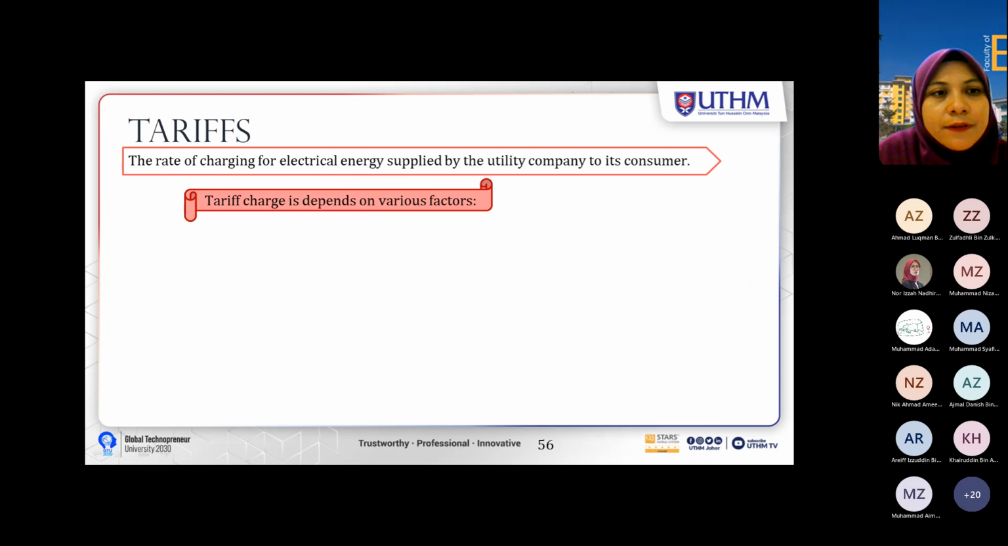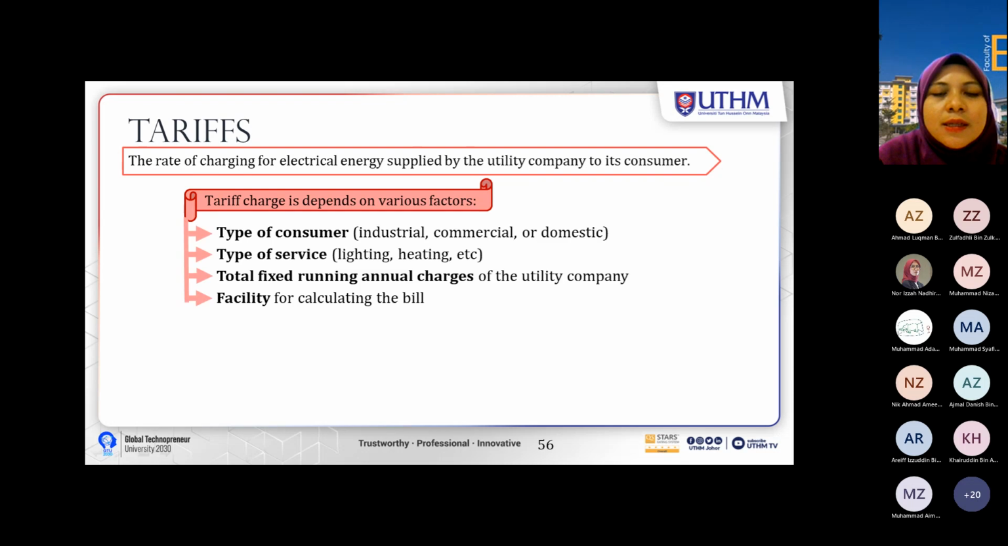Alright, let's look at the tariff. Tariff is the rate of charging for electrical energy supplied by the utility company to its consumer. As I said, this is one of the businesses, the utility business. For example, we provide you the electricity, then you have to pay for all the services that we have provided to you. So how to charge you is by using this electricity tariff. Okay. So the tariff charge depends on various factors.